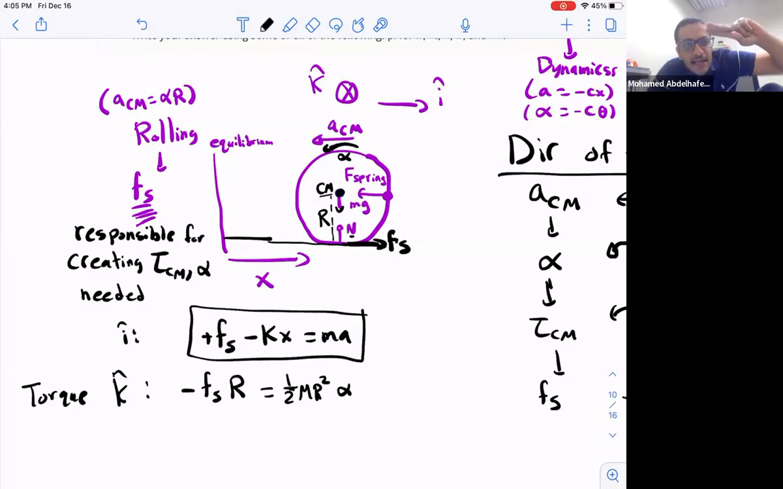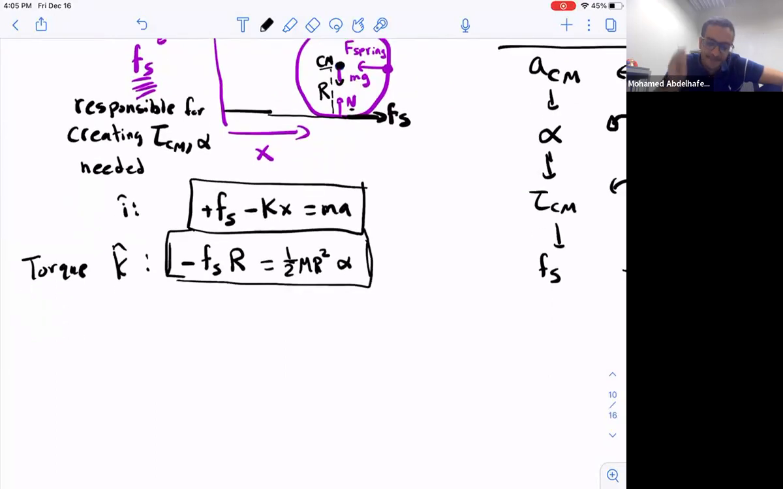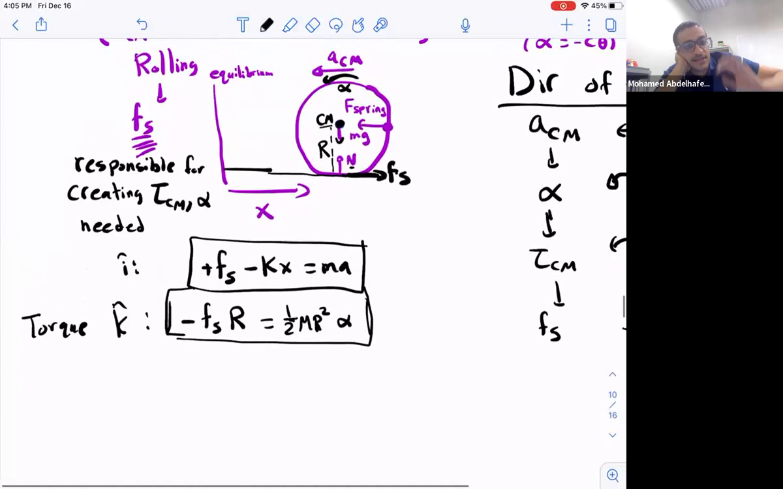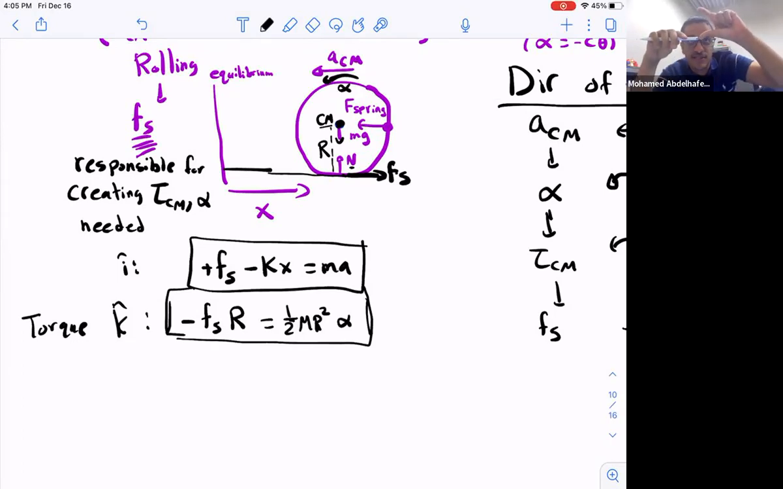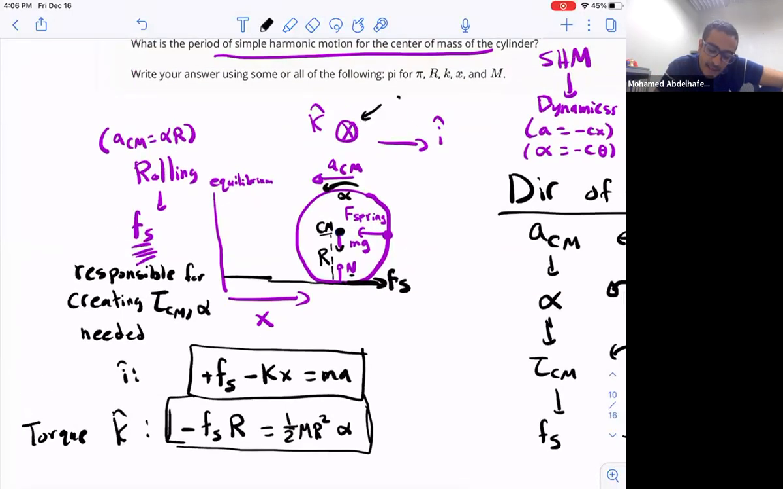Both A and alpha need to be negative in harmonic motion because it's a restoring force. So both of them need to be negative. Look at these two: this is the force equation, this is the torque equation. Torque is force times perpendicular distance. The force here is F static. The perpendicular distance to center of mass is the radius. And this is creating a counterclockwise torque, which here is negative because K hat is defined into the page. When I say K hat into the page, I'm saying clockwise is defined to be positive because clockwise is into the page. This torque is counterclockwise.